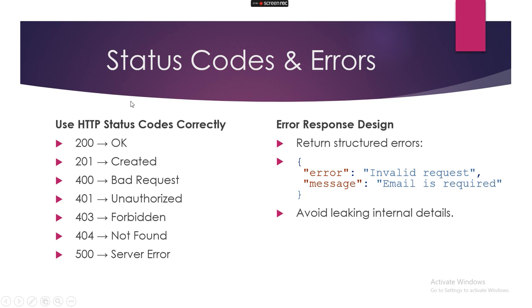Status codes and errors. These are common topics. Some common status codes are 200, which is OK, 201 for created, 400 for bad request, 401 for unauthorized, 403 for forbidden, 404 for not found, and 500 for internal server errors. Generally, the 200s, from 200 to 299, are usually for OK. The 400s are for client errors, and the 500s are for server errors.